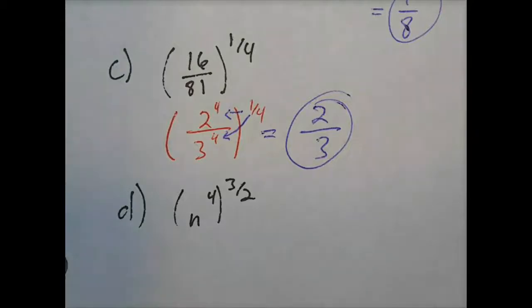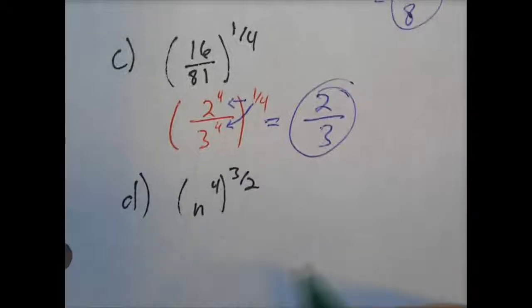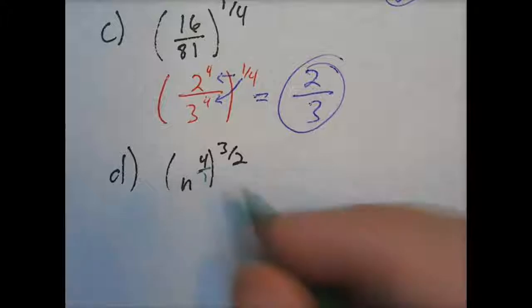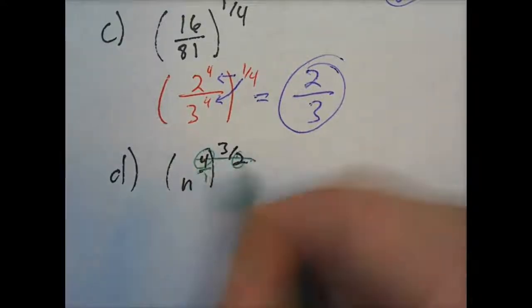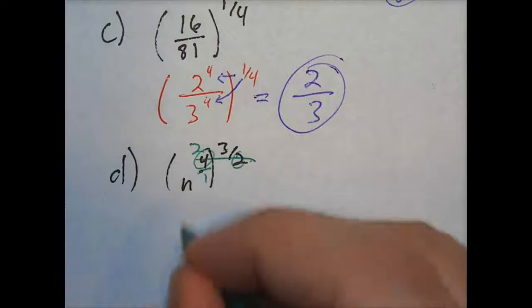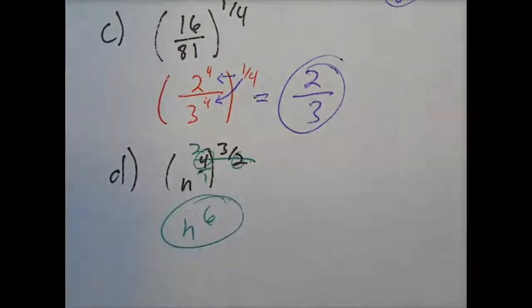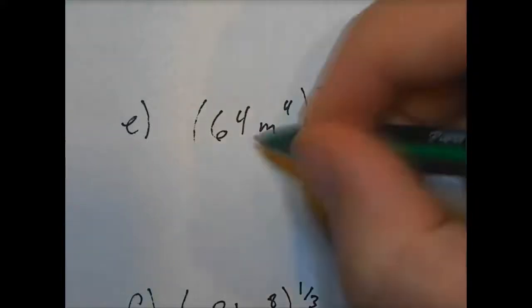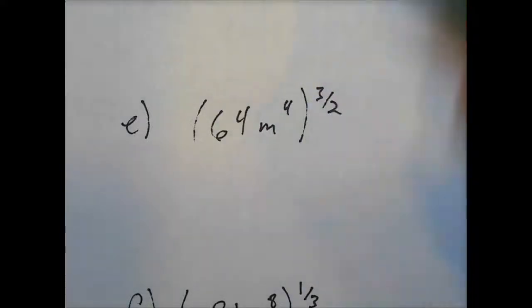All right. So when we start adding variables into this, it's going to work the exact same way. So we have n to the fourth, and then I have in the exponent 3/2. Well, if we look at this, it's like 4 over 1, it's just multiplying the exponents. 4 divided by 2 is 2, so I have 2 times 3, so this is just n to the sixth. And that's it. All right, same idea, except now we have a number with our variable. That's what those things are called, they're variables.